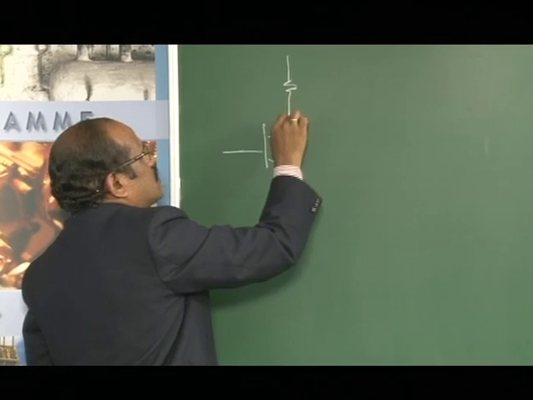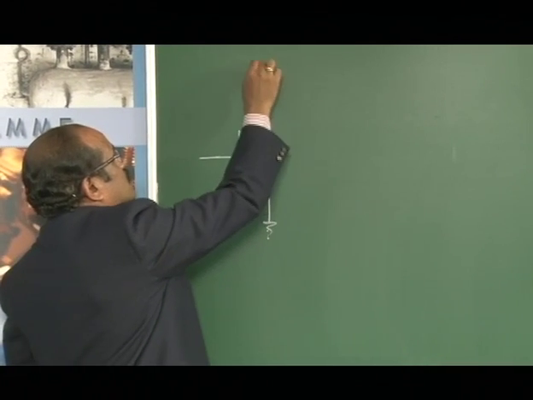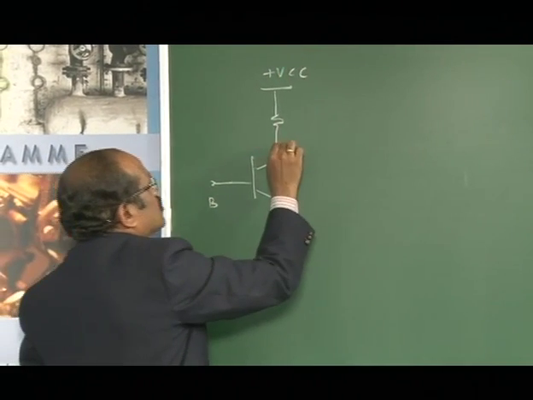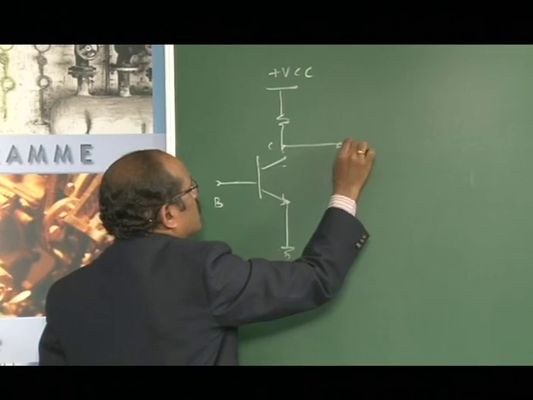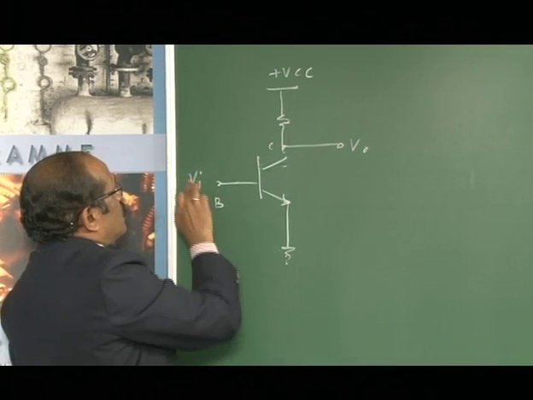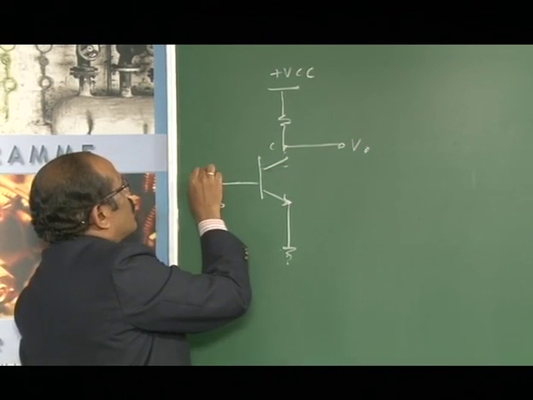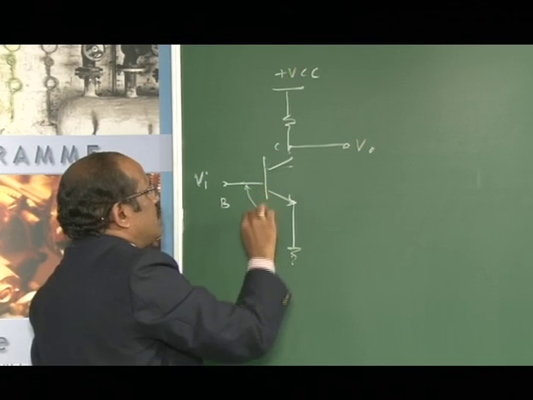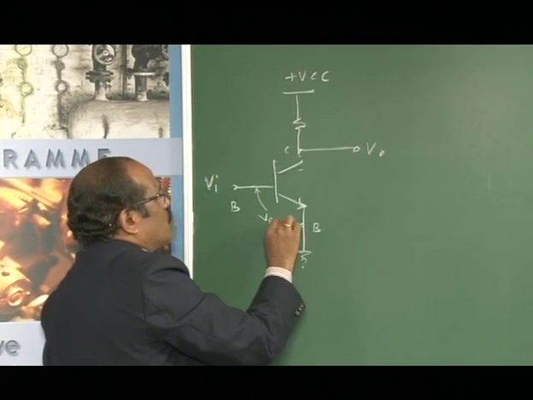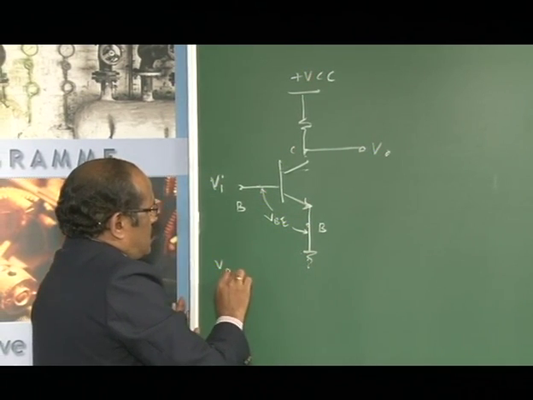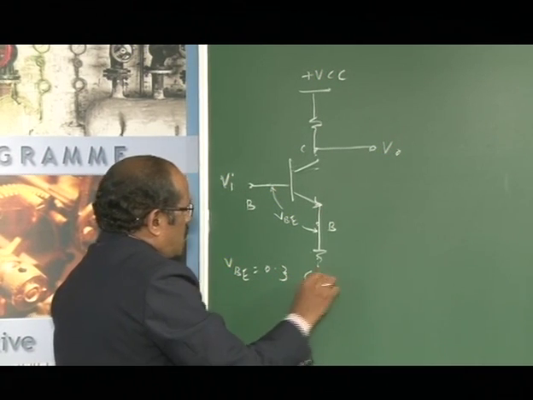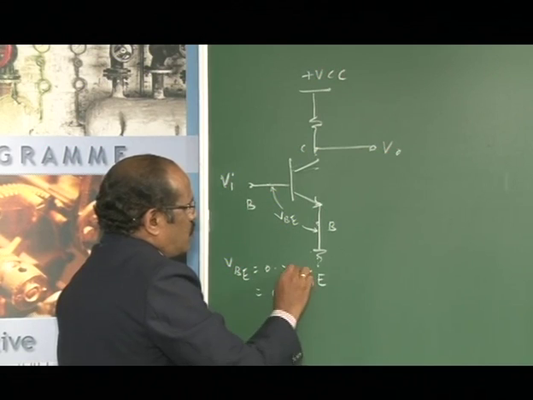Usually we have a transistor here, this is VCC, this is the base current, and here at the collector point we take the output, and usually Vi is applied here. When Vi is logical 1, or when Vi exceeds this VBE voltage, this is the emitter base voltage, VBE. Usually VBE is 0.3 volts for germanium, whereas it is 0.7 volts for silicon.